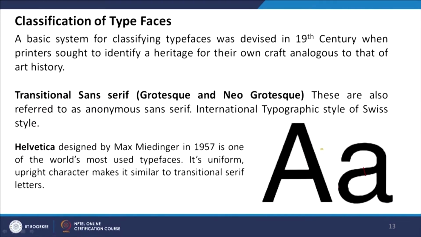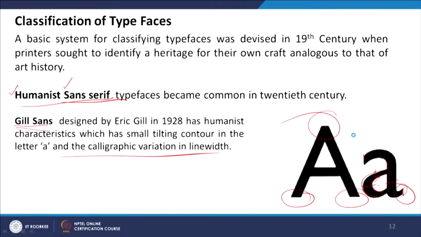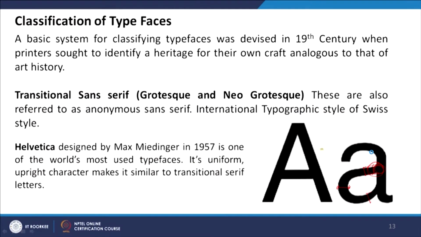Here there is a slight variation, because when it is getting joined, if it is thick, then it will give a black patch. So this kind of deviation is still there, but you can see the deviation is quite less than the humanist sans serif. The transitional sans serif, or the grotesque or neo-grotesque, is under this style. This is Helvetica. Helvetica is one of the very well designed fonts. It looks good if you are selecting a sans serif font.